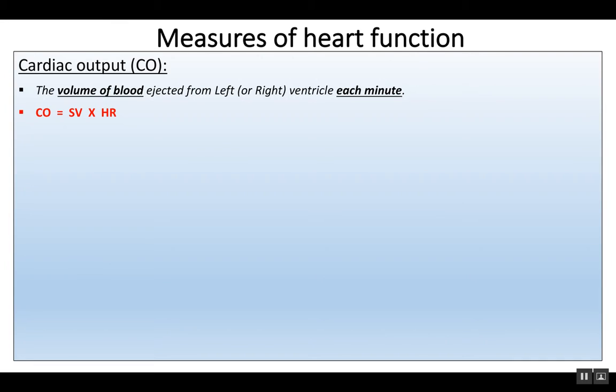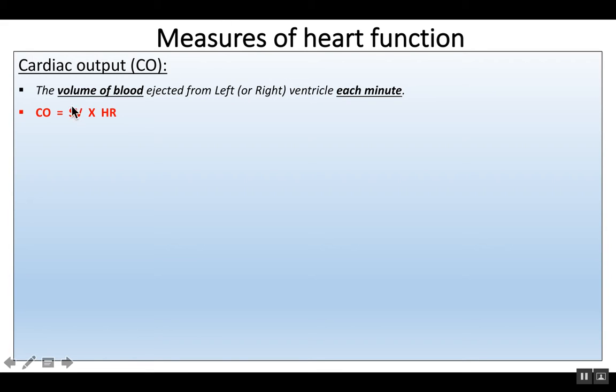There's another number that we're going to use a lot, so we have to know what this one is. It's called cardiac output. And it's very simple. You're taking how much blood is pumped in a beat. So that requires you to know the stroke volume, which is the volume per beat. And then you multiply that by heart rate to get you how much volume per minute. So now we're looking at a time period. How much volume total was pumped throughout an entire minute?